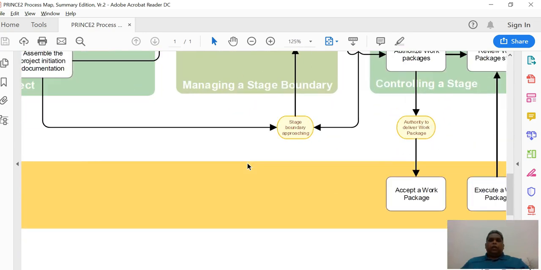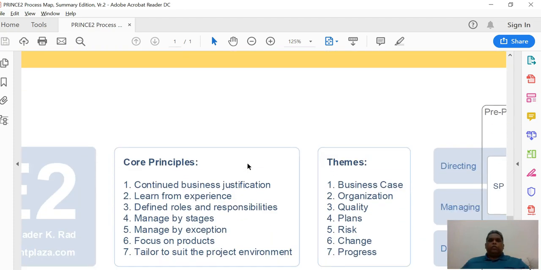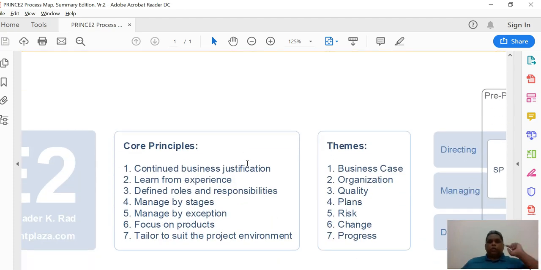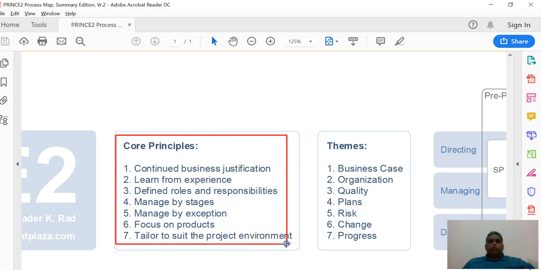Let me highlight the seven principles of PRINCE2 to you. So we're going to talk about the seven principles and what they mean in the context of the PRINCE2 methodology. By the way, this is a chart developed by Management Plaza. I'm using their chart to explain the principles, themes, and processes. So we're going to focus on these seven principles of PRINCE2.